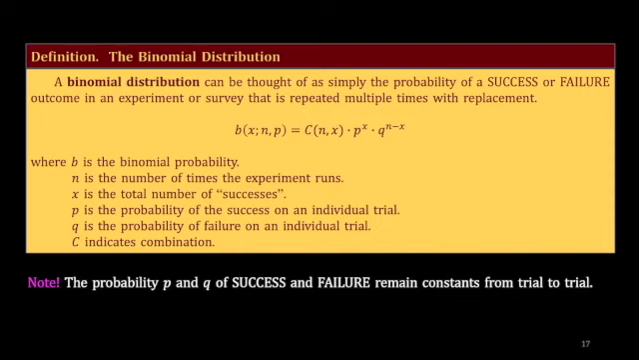So, ito yung kanyang notation. We have B of X and P, na kung saan may parameters tayo na N at P. That is equal to the expression na sinabi natin kanina, where B is the binomial probability, N is the number of times the experiment runs, X is the total number of successes, P is the probability of the success on each trial, Q is the probability of failure on each trial, and C indicates combination. The probability P and Q of success and failure remain constants from trial to trial.